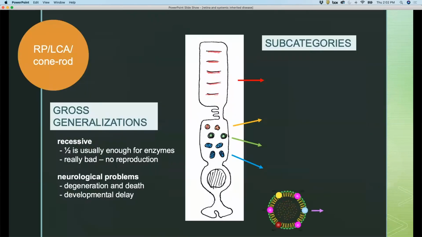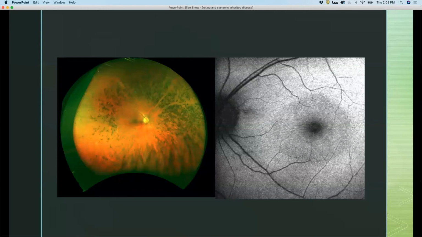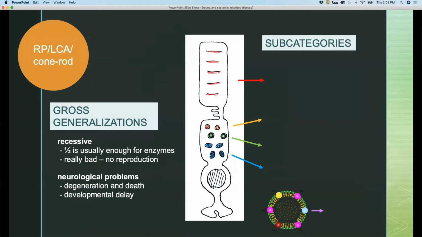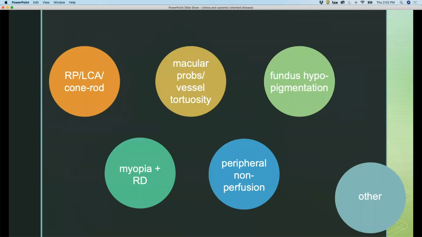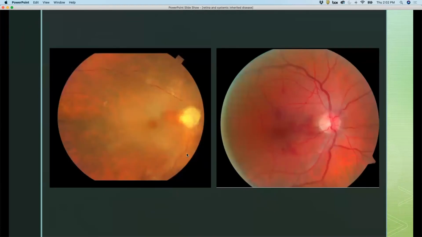So here was the overview. We just covered the retinal degenerations that look like RP or bullseye. Here are the different organelles that we covered, and here are all the different phenotypes. So yes, we covered RP and cone-rod, and then we're going to cover macular problems and vessel tortuosity. The other phenotypes are fundus hypopigmentation, myopia and retinal detachment, and peripheral non-perfusion. Sweet. So we're going to cover the macular problems and vessel tortuosity next.